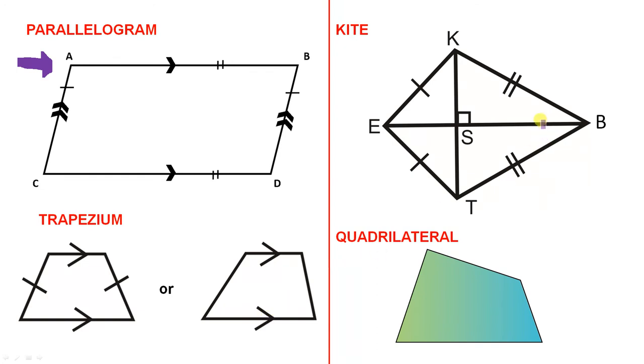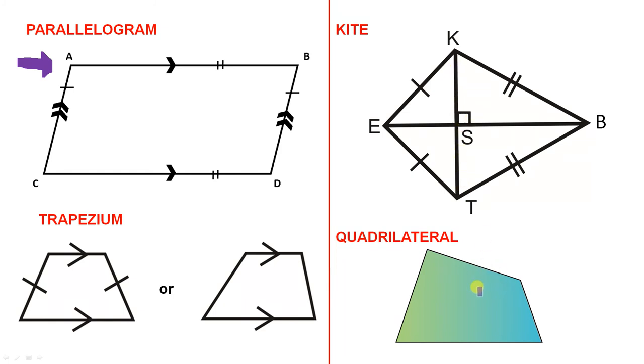This one here is called a kite. It has this shape where those two sides are equal and those two sides are equal, but they're a little bit smaller than those two. And they're the diagonals and they meet at 90 degrees.